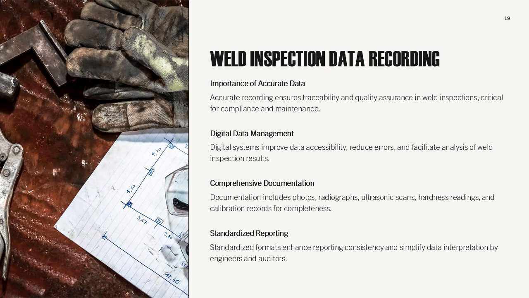API 577 emphasizes documenting inspection results, including method used, equipment details, calibration records, and defect descriptions. Digital systems are increasingly used for storing and analyzing inspection data, improving accessibility and reducing errors. Records should include photographs, radiographs, ultrasonic scans, and hardness readings where applicable. Proper documentation supports compliance with regulatory requirements and facilitates future maintenance decisions.